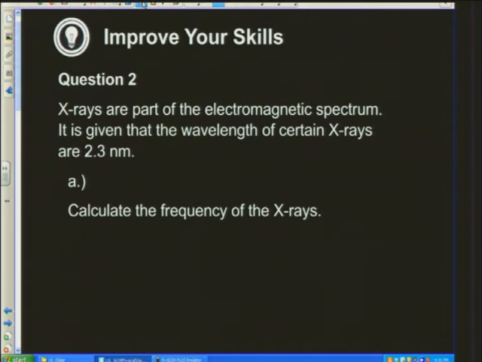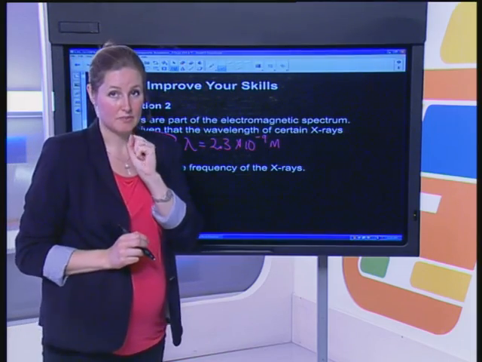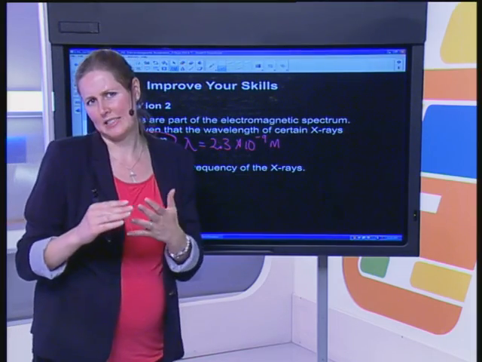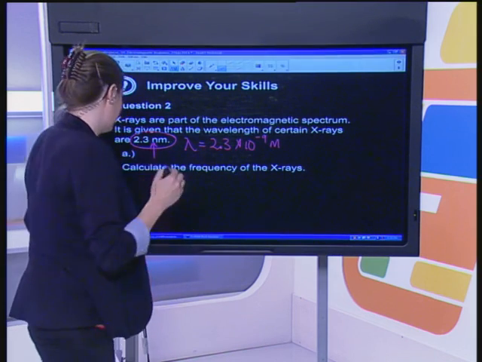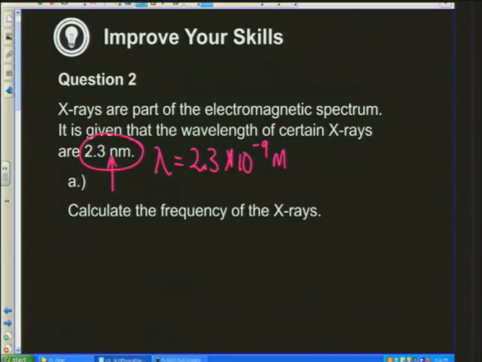X-rays, also part of the whole electromagnetic spectrum. It is given that the wavelength of certain X-rays is 2.3 nanometers. Now immediately I'm writing there, wavelength is equal to 2.3 times 10 to the power of -9 meters. Remember, very important that you go and learn what those little values are referring to. Nanometers, tera, etc. Calculate the frequency of the X-rays.